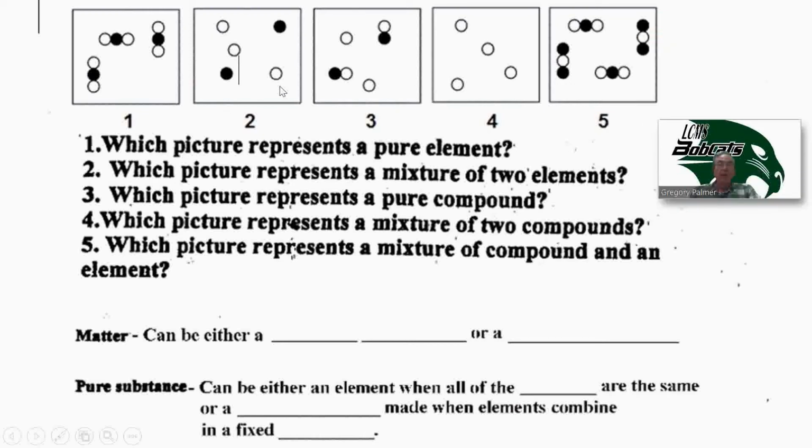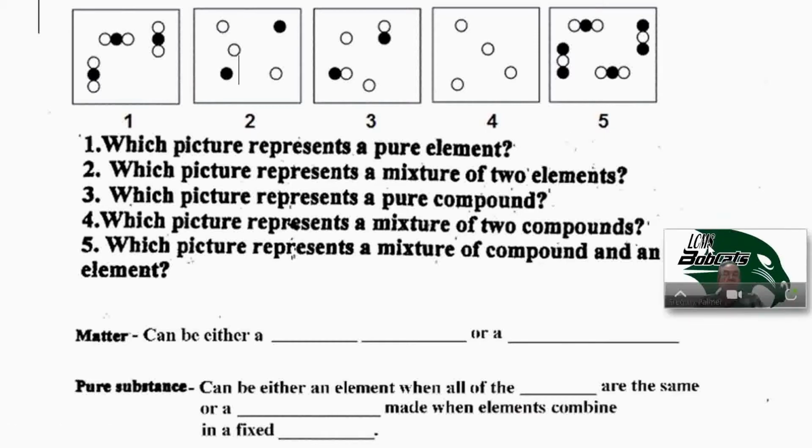Okay, when we look at this picture, these are the kind of things that you'll see to identify. Each of these spots is supposed to represent a different kind of atom. So in all these examples, there's two kinds of atoms: the clear ones and the dark ones. The first question says, which one represents a pure element?